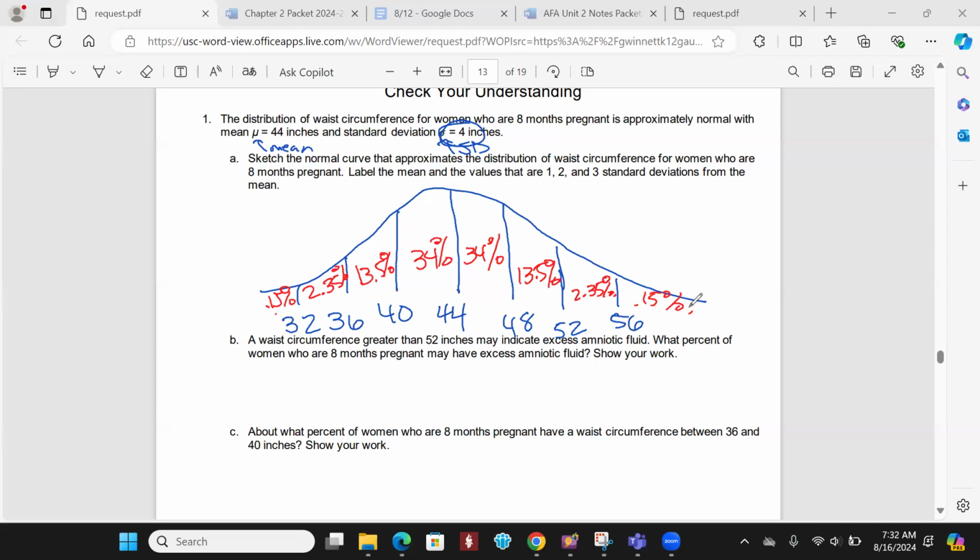Questions on that? Okay, notation that you're going to see often is this. It's going to say N(44, 4). And what this means is the normal mean is 44 and standard deviation is 4. This is just like shorthand for here's a normal curve. This is the breakdown. Cool. Questions on that? You've got to be able to draw a normal curve. This is an algebra 2 skill. So at this point, you should be able to do it.